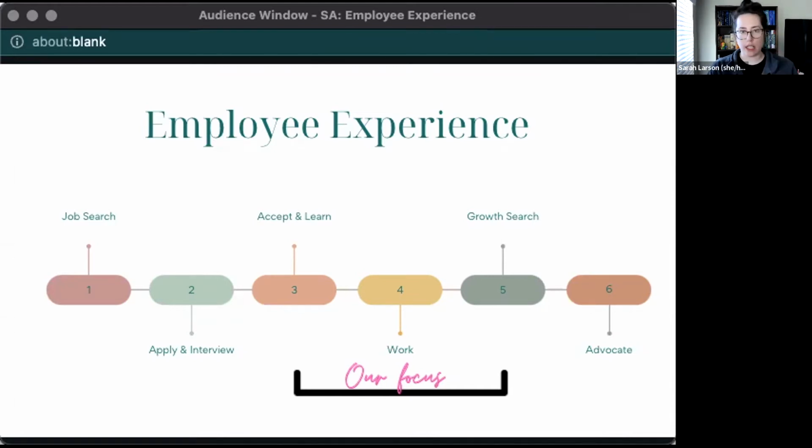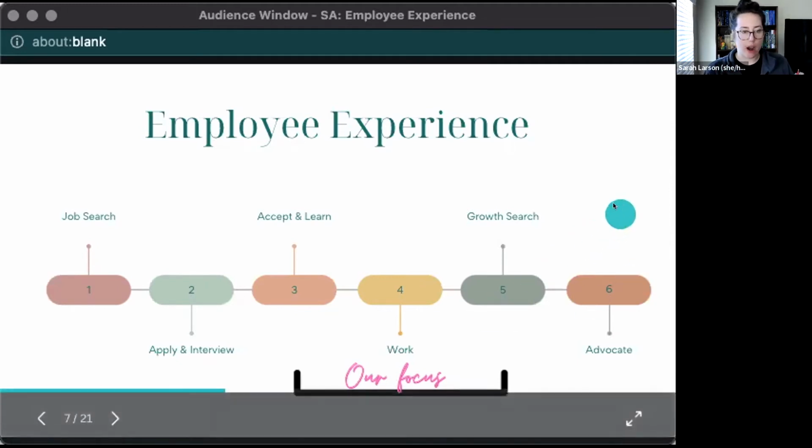We're not going to go into the entire employee experience journey because it's a lot. Instead, we're going to focus on when the employee has accepted, like once they've accepted the offer, they're in the job, and then maybe they're searching for growth. So maybe they're at the top of their game and they're like, okay, what's next? I got this job. I want more. I want stretch assignments, for example, stuff like that. So that's where our focus will be for the day. And we're going to go a little bit deeper into that right now.